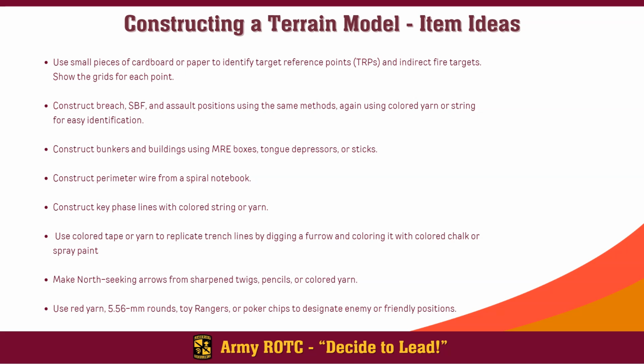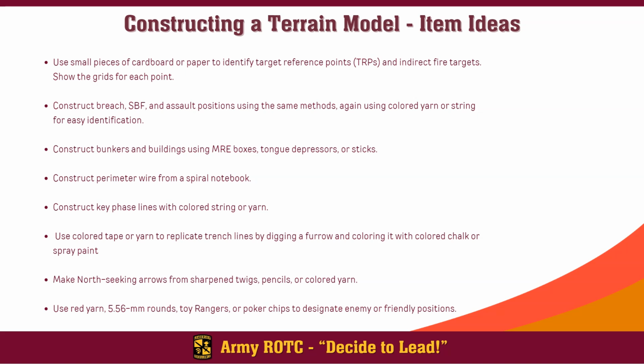You can use some small pieces of cardboard or just paper to identify your TRPs, your target reference points, and even indirect fire targets. Just want to make sure that you actually show the grids for those points. You could construct your breach, support by fire, and even your assault positions using those same methods. And then just use colored yarn or string for that easy identification.